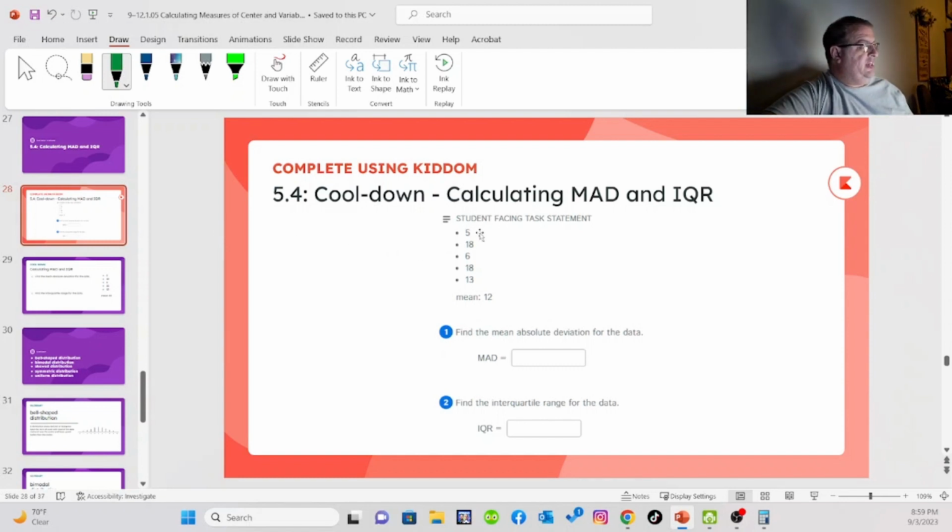They are going to give you 5 data points as well as the mean. They want you to be able to use this information to calculate the mean absolute deviation and to be able to calculate the interquartile range. You have all the information here that you need to calculate both of those. So take about 5 minutes and make sure that you understand how to do this and enter it in.